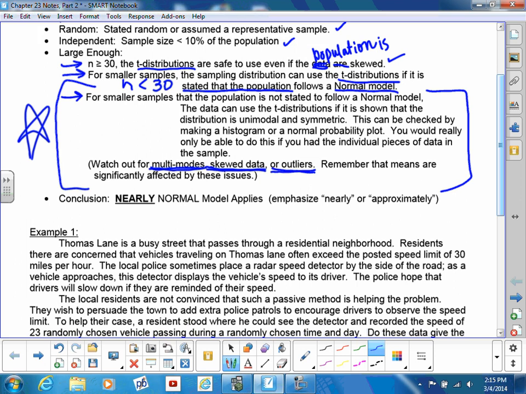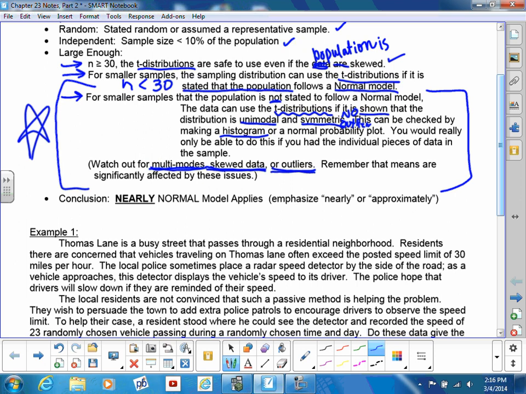So let's read this here. For smaller samples where the population is not stated to follow a normal model, you're allowed to use the t distributions if you show that the distribution is unimodal, somewhat symmetric, and there are also no outliers. That's also important. You can check this by making a histogram. That's what we're going to learn how to do today.